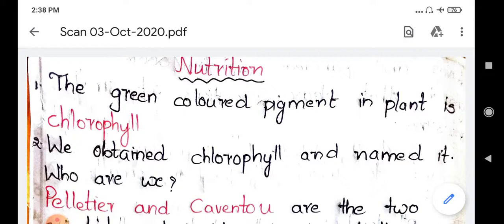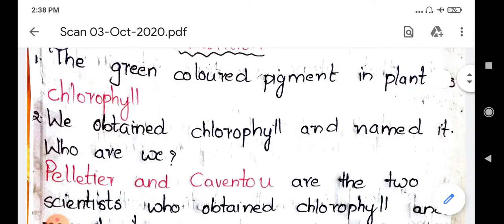Okay, now let's go to the topic. Here, the first blank is: the green color pigment in plants is nothing but chlorophyll. This bit we have read in our previous classes itself. So the answer is chlorophyll.